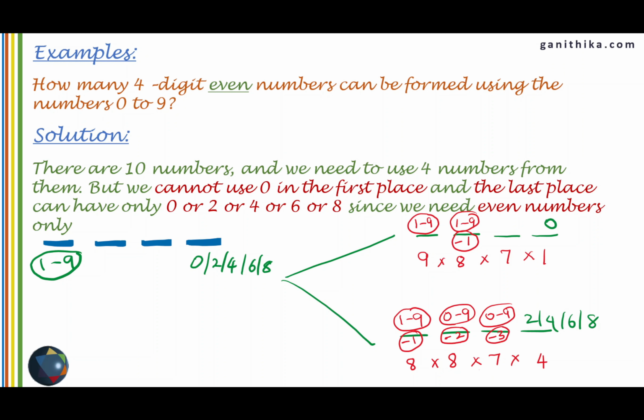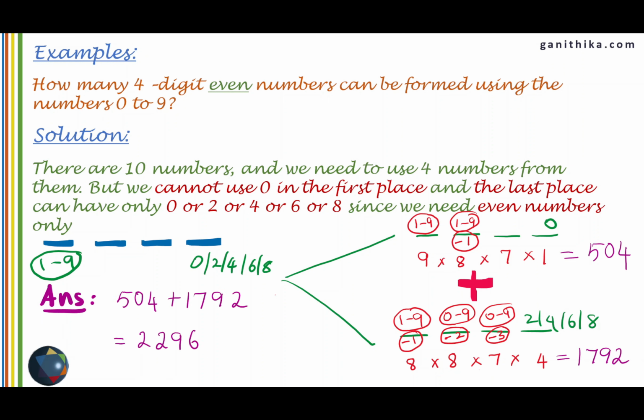And for the third place, we have only 7 numbers left over, whereas for the last position, we have 4 options, 2 or 4 or 6 or 8. Therefore, 4 for the last position. Therefore, the total number of permutations here is 8 times 8 times 7 times 4. And these are 2 options which are to be added together because these are 2 different options we have. So when you add these 2 numbers together, we will have the final answer as 2296 4-digit even numbers using the numbers 0 to 9.